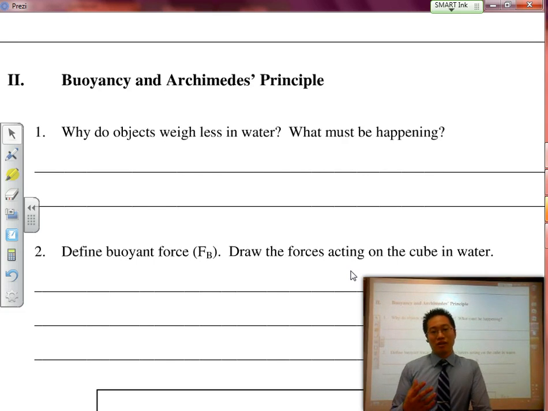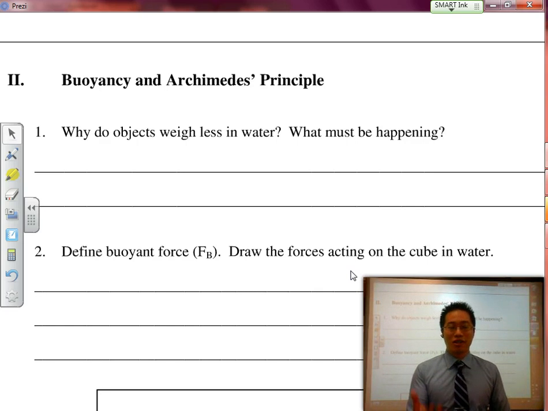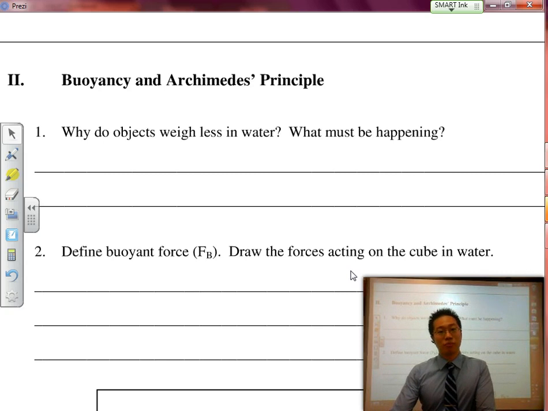And buoyancy, you have all experienced it whenever you go swimming. You've noticed you seem to weigh less in water. But does your mass actually change? No, of course not. So why is it that when you're in the water, you feel lighter? This is why we start talking about the buoyant force.